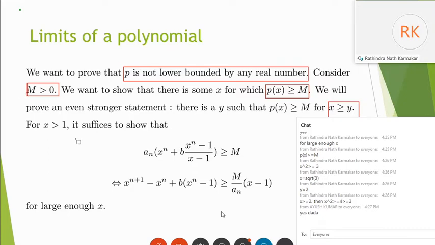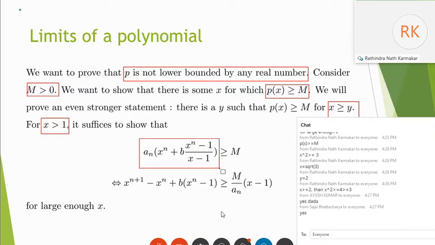So first, let us assume that x is greater than 1. This conforms with our discussion right now because we said that we don't need the optimal y. Any y will work, we just need some y. So first let us consider the statement that y is something greater than 1 and we will consider all values of x greater than 1. Then in the previous slide, we saw that p of x is lower bounded by this quantity, a_n times x^n plus b times x^(n-1) by x minus 1.